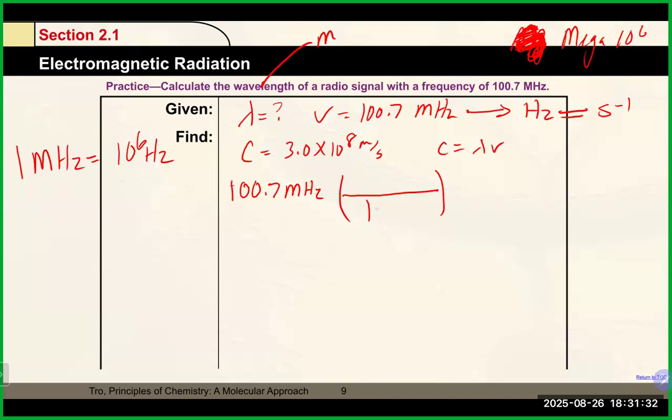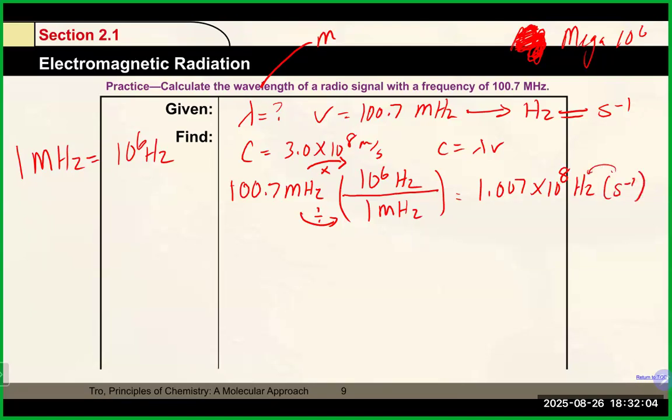Megahertz needs to go on the bottom, and 10 to the 6 hertz up on top. Once again, set up like dimensional analysis, multiplying on top, dividing on the bottom. That is 1 times 10 to the 6, basically. So 100.7 times 10 to the 6 is going to get us 1.007 times 10 to the 8 hertz, which is also a reciprocal second. Again, it's a one-to-one conversion between those two. So now I have everybody in the right units.